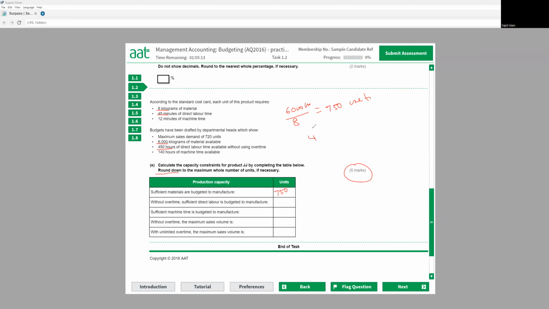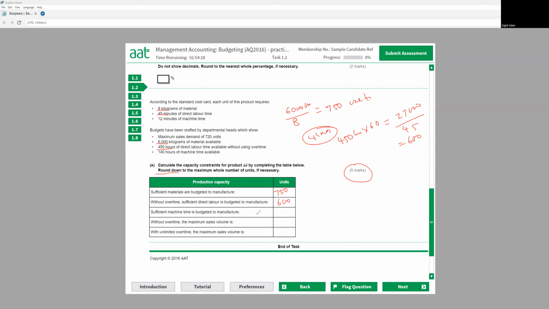So we need 45 minutes to make one unit. How many minutes do we have here? 450 hours times 60, as there are 60 minutes per hour. So 450 hours times 60 gives me 27,000 minutes. And to make one unit, I need 45 minutes, so divide by 45. That gives me 600 units. So based on the labor hours we have without overtime, we can make 600 units.